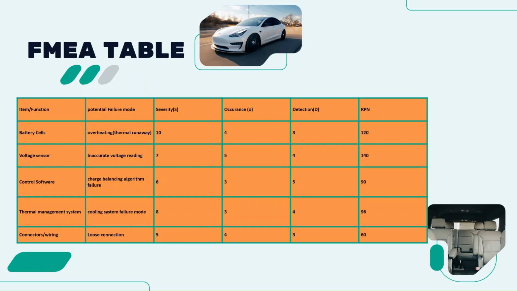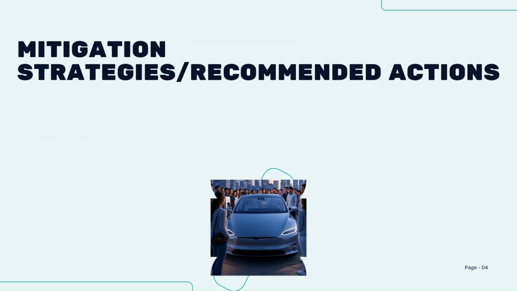Voltage sensor, it is inaccurate voltage reading. Control software, it is charge balancing algorithm failure. Thermal management system, it is cooling system failure mode. Connectors, it is loose connection. So for these items and potential failure modes, we have given SOD, that is severity, occurrence and detection, and their respective RPN values are calculated. So in the next slide, we could see the mitigation strategies, recommended actions.